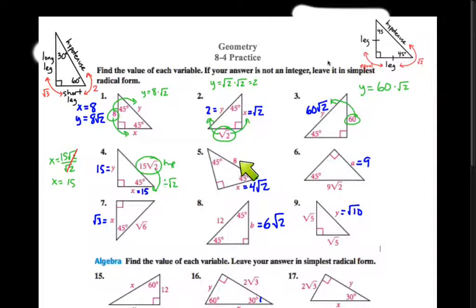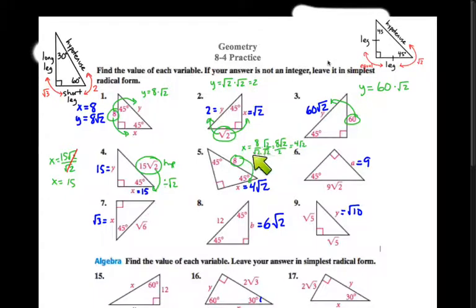On number 5, I'm also given the hypotenuse. This time the hypotenuse is 8. In a 45, 45, 90, to go from the hypotenuse, which is 8, to the leg, which is x, I'm going to divide by the magic number, square root 2. 8 divided by square root 2. We have to simplify this, so multiply by square root of 2 over the square root of 2. We get 8 square root 2 over 2, which reduces to 4 square root 2.